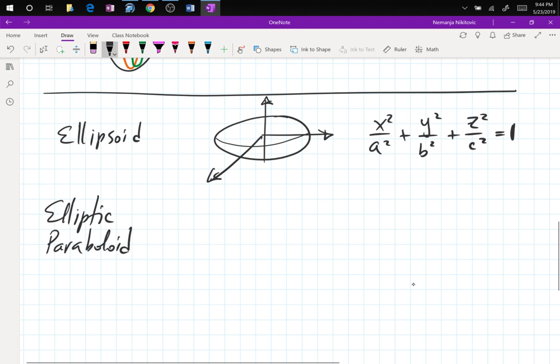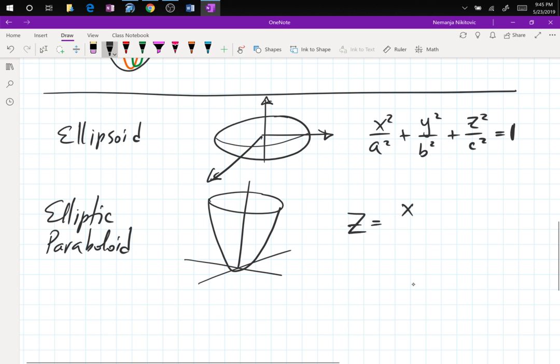The next one is elliptic paraboloid, which is the one I drew up there. And when you cut this one, well, let's first write the equation: z equals x squared over a squared plus y squared over b squared. So that's our equation.